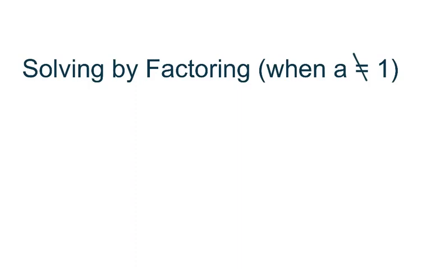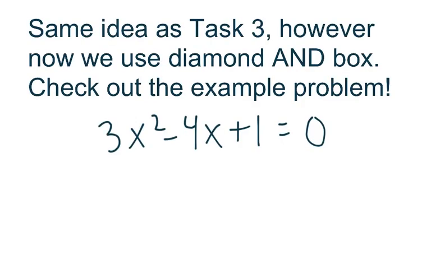Solving by factoring when a is not 1. Okay, so this is the same idea as what we just did in task 3. However, now we're using the diamond and the box method. So let's check out the example problem: 3x squared minus 4x plus 1 equals 0.